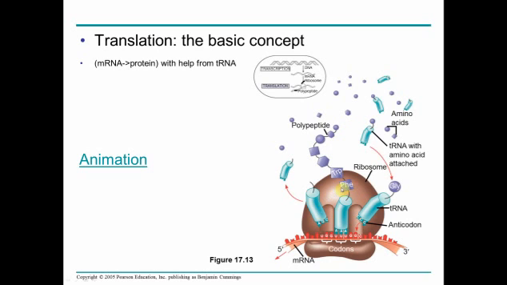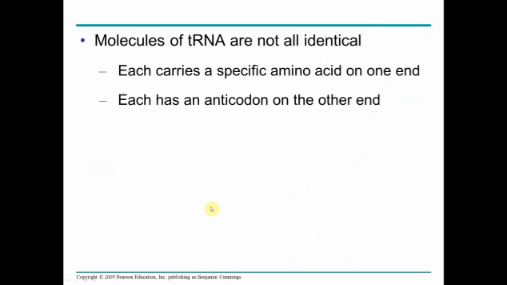Here in brown you see the ribosome. At the top is the large subunit. The bottom is the small subunit. Now let's get into the details.